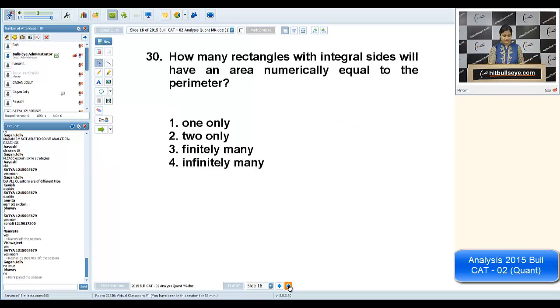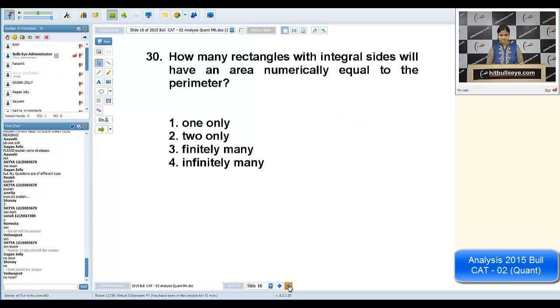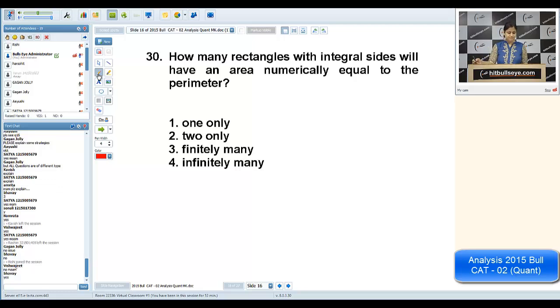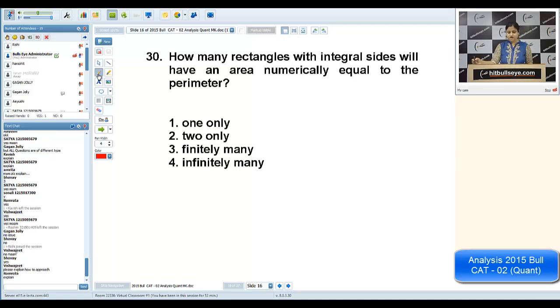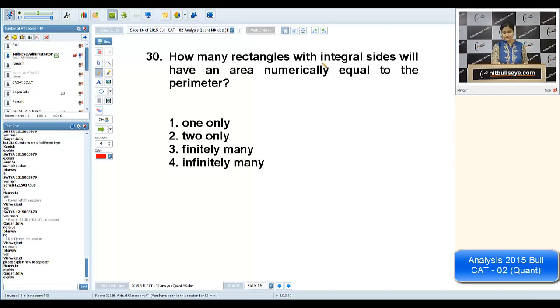Okay, let us move. Question number 30. A good question based on number system, algebra and geometry, you can say. A good combination. Question number 30, any problem? Please write, Bhavya, if you have any problem in this question. Yes, Vishwaji. How many rectangles with integral sides? That was the key thing here.